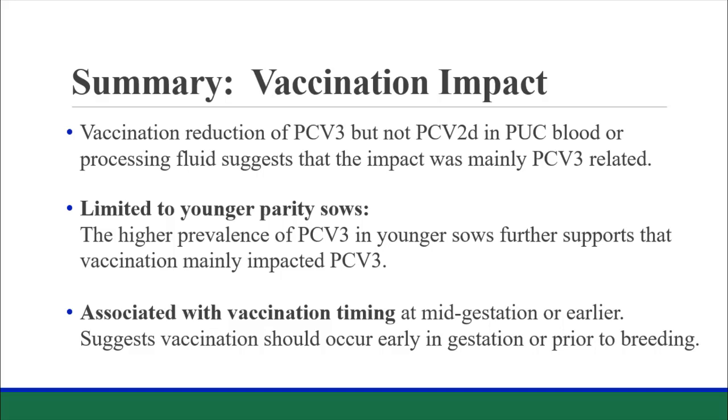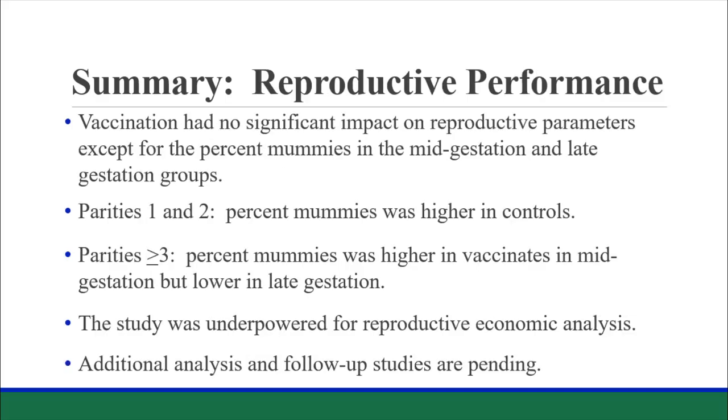Impacts of vaccination. Reduction of PCV3, but not PCV2, in puck blood or processing fluids suggested that the impacts of vaccination were primarily on PCV3. It was limited to younger parity sows in this study. The higher prevalence in the younger sows further supports that vaccination mainly impacted PCV3. And we did see an association with vaccine timing at mid-gestation or earlier, and that suggested to us that vaccination should occur either earlier in gestation or prior to breeding.